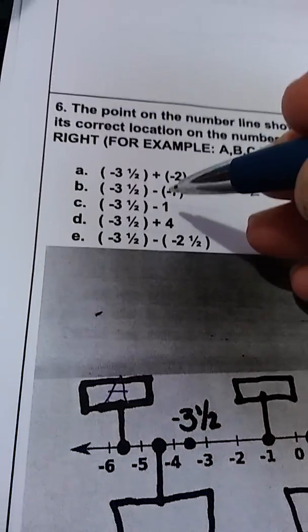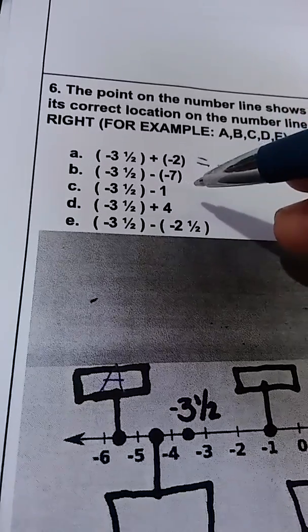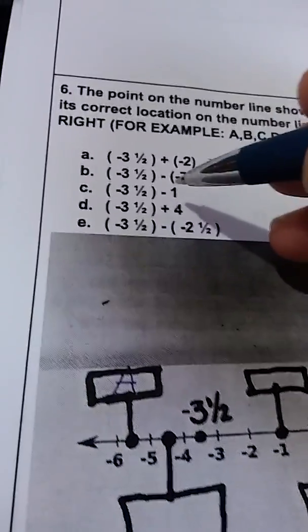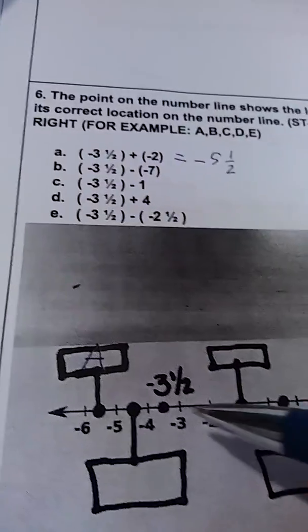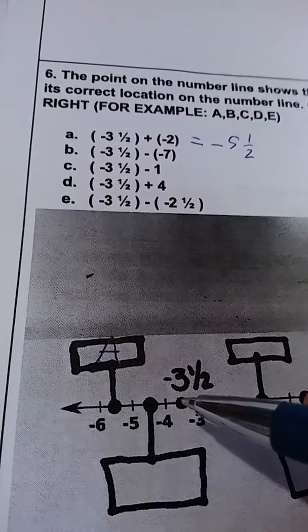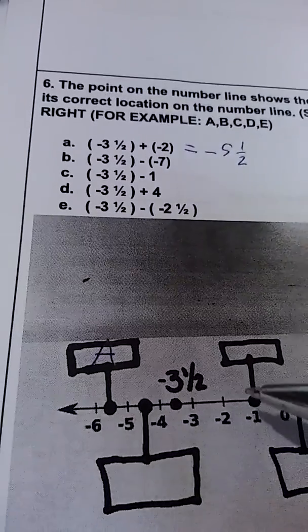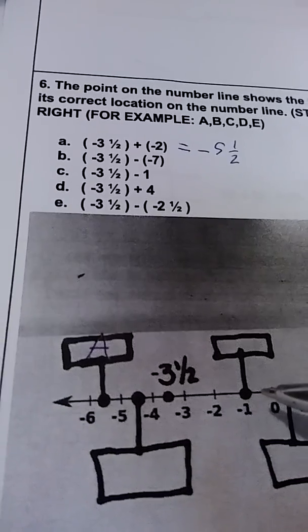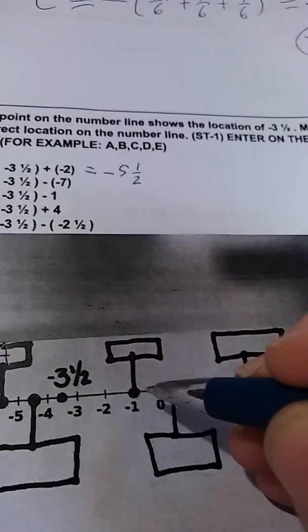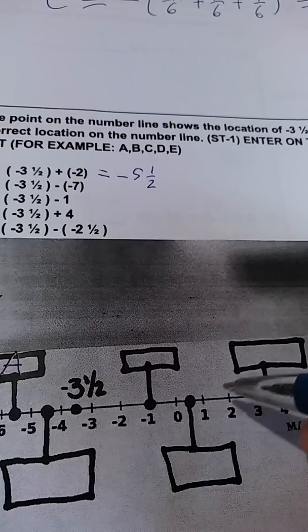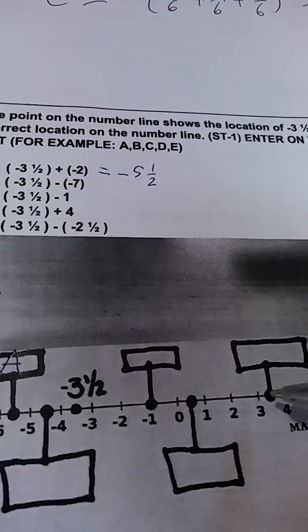So that's good. Negative 3.5 minus negative 7 is the same as negative 3.5 plus 7. So we're going to actually go up 7 spaces. So 1, 2, 3. Notice I'm hopping to halfway points. 3, 4, 5, 6, 7.